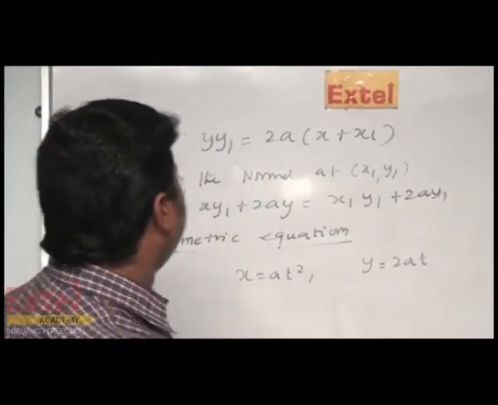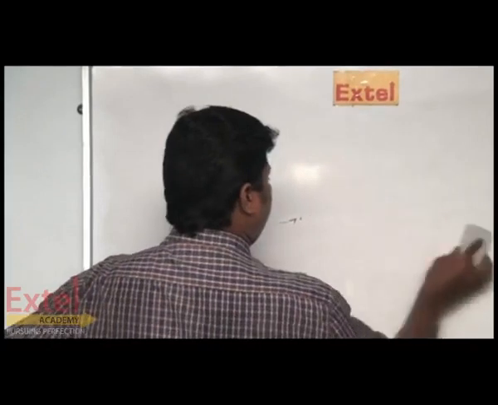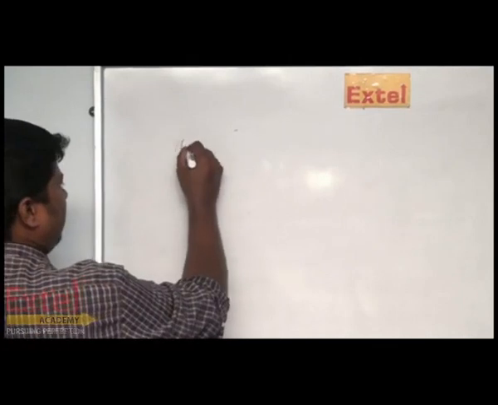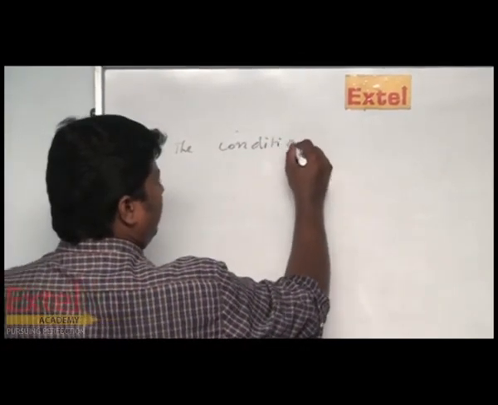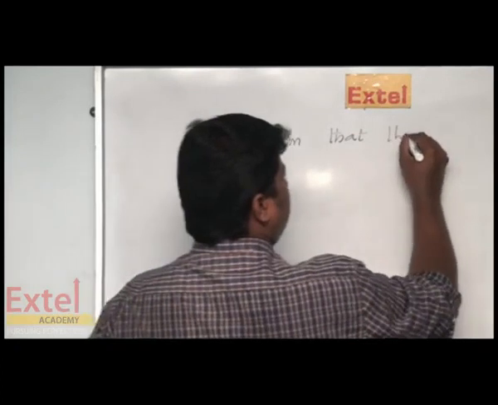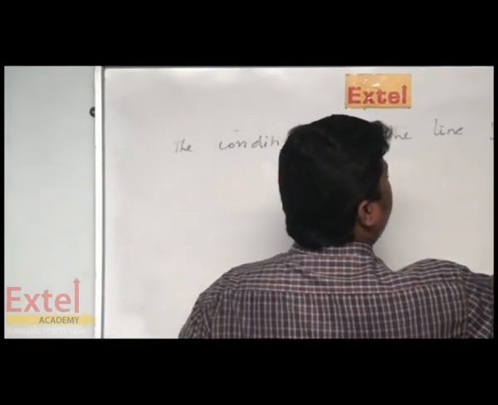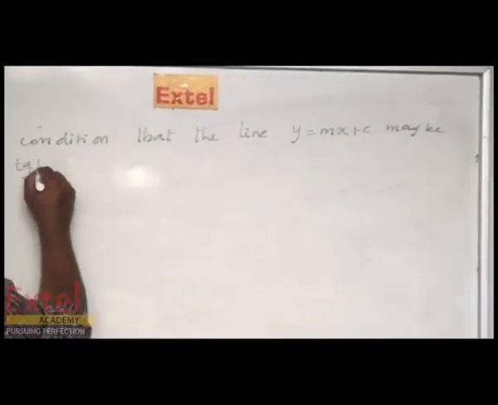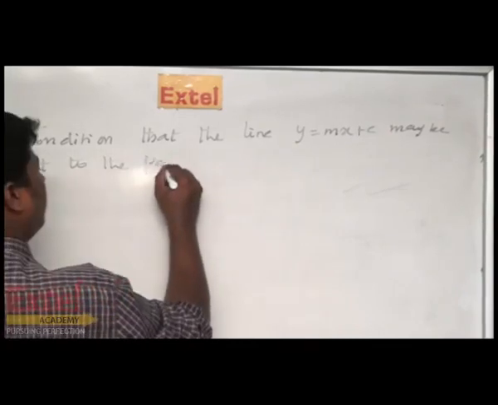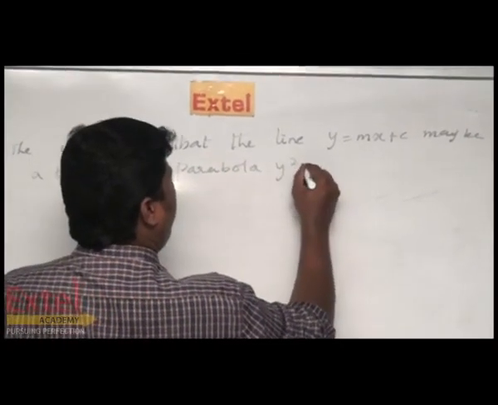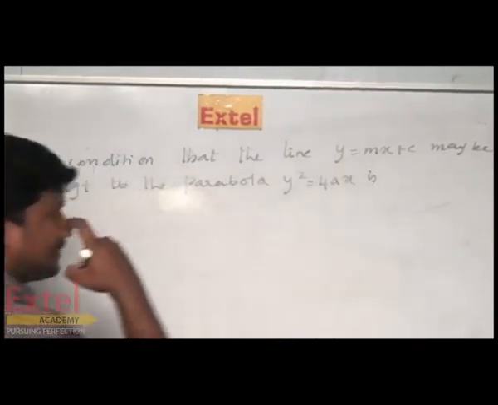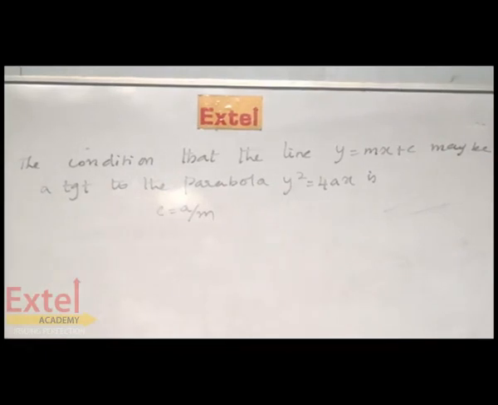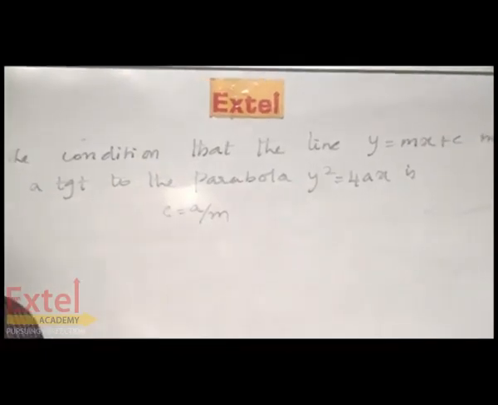Next one, the condition. Let us take down the next note. The condition that the line y equals mx plus c may be a tangent to the parabola y squared equals 4ax is c equals a by m. The condition is c equals a by m.